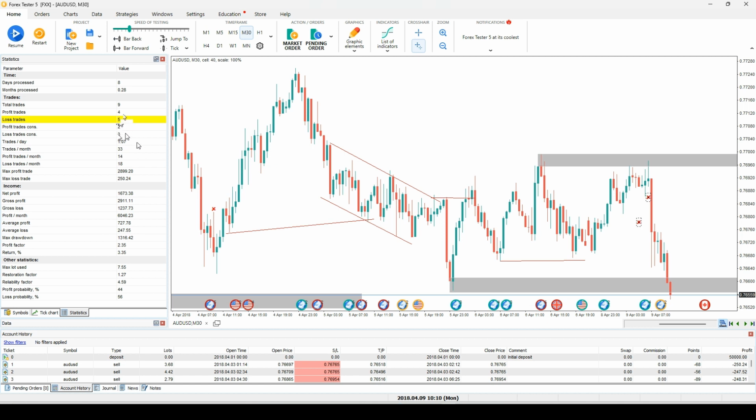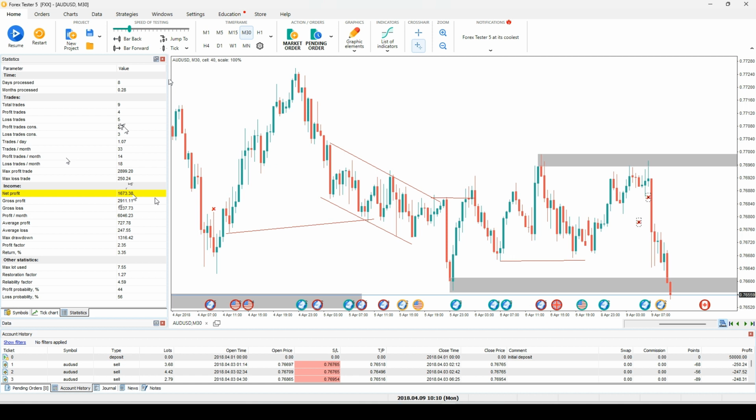Now look at this, right? Let me show you something. The maximum loss was 250. That was our 0.5%. And look at the winning trade. The winning trade was $2,800. This is almost like $3,000. And our maximum risk was this, right? Look, I like this. Look, we lost more trades than we won, but we are still profitable. Look, we are still net $1,673.